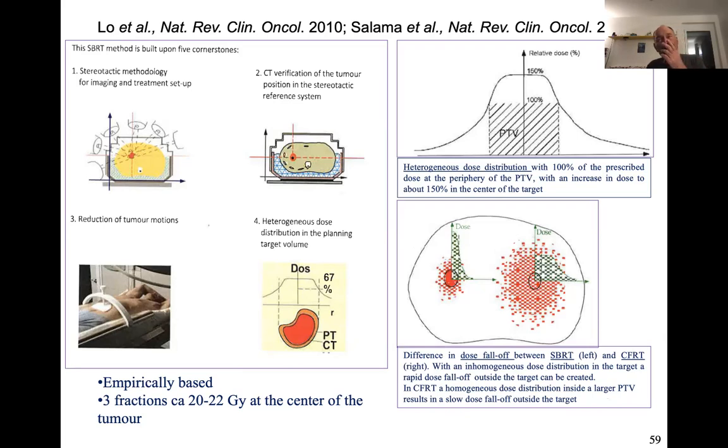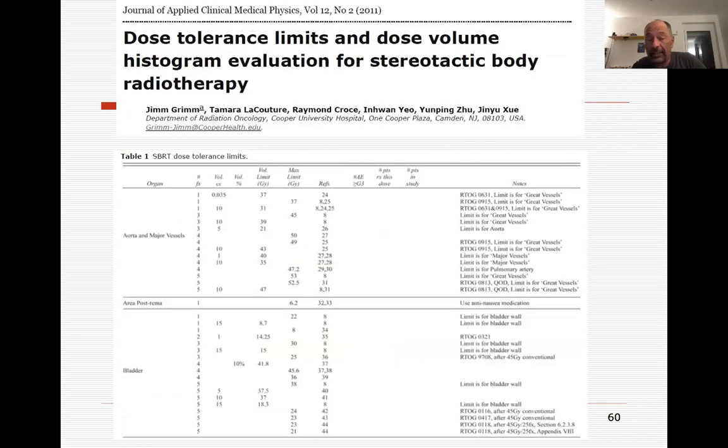I don't know if even my colleagues appreciate how important this revolution was, that happened at the beginning of the 21st century in this field. We dropped the dogma of the uniform dose. We don't need the uniform dose in SBRT, and the results are good. The results are actually very good.